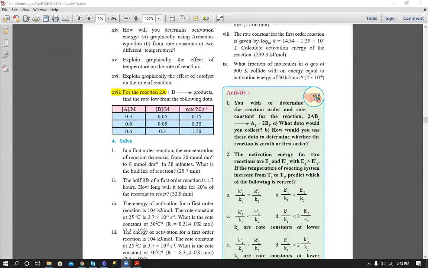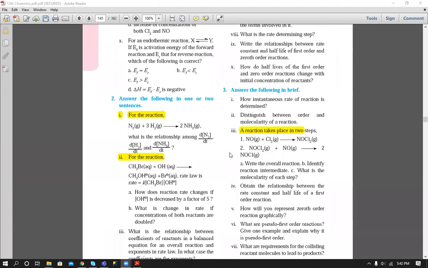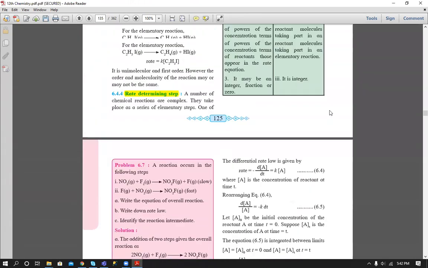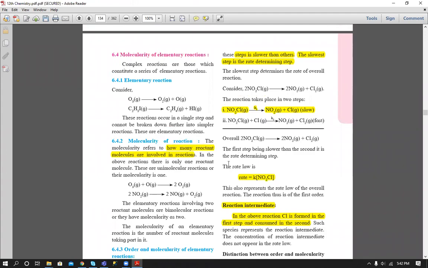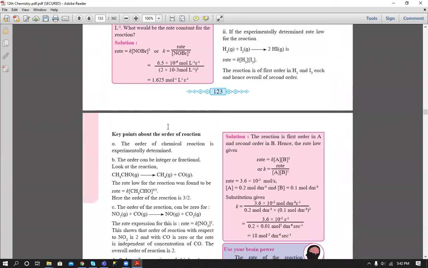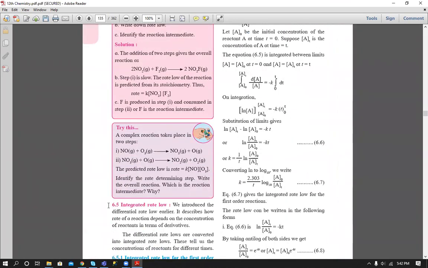Any other problems not related to the topic we have studied? So today what we covered: we have seen order of reaction, molecularity, reaction intermediate, the rate determining step, and the problems related to those. Okay, then in the next lecture we will move ahead. I think in the next lecture we have to study first order. Thank you.